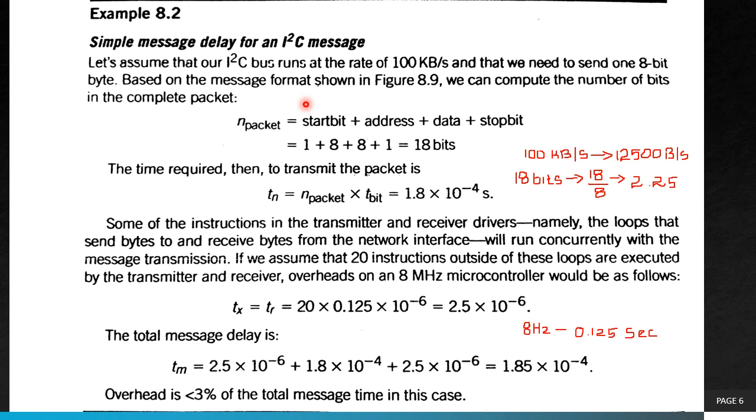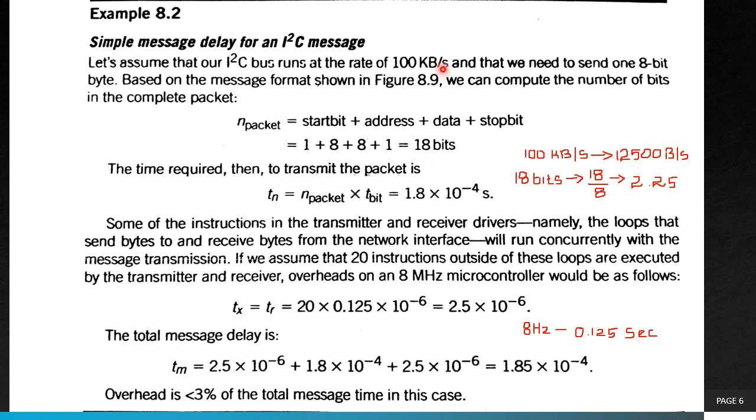This is a simple message delay for an I2C message. Let's assume that the I2C bus runs at a rate of 100 kilobits per second and the data to be sent is 1 byte, that is 8 bits. We have to calculate the total number of bits in a complete packet. The format of a message packet contains a start bit followed by address, data and stop bit. So here we have start bit 1 bit, address 8 bits, data 8 bits and stop bit 1 bit. So in total we have to transmit 18 bits of data.